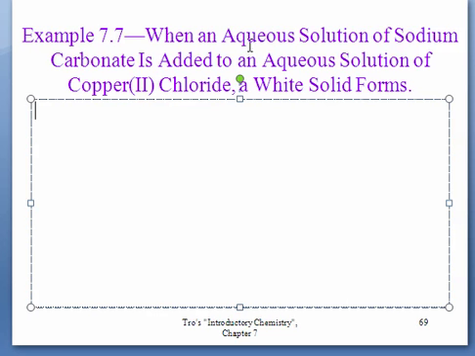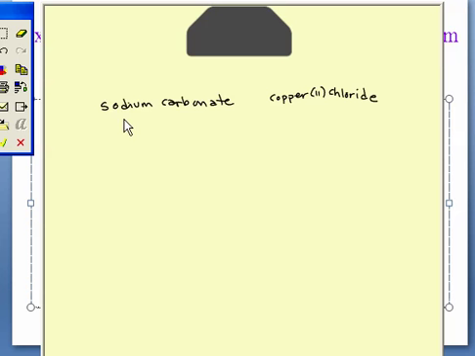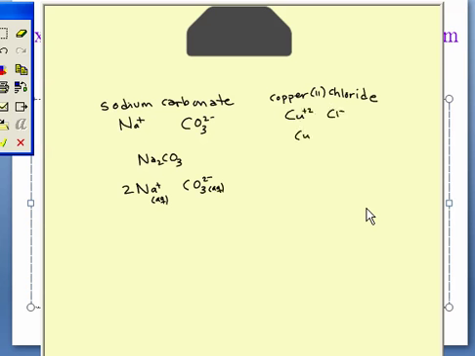So let's look at this example. When an aqueous solution of sodium carbonate is added to an aqueous solution of copper 2 chloride, a white solid forms. Okay, so the first thing you want to do is write out the compounds. Sodium carbonate, sodium is plus 1, carbonate is 2 minus, so Na2CO3. That means I have two sodiums and one carbonate, and they're both AQ. Copper 2 chloride: I have one copper and two chlorides.